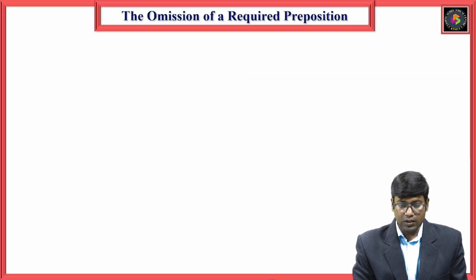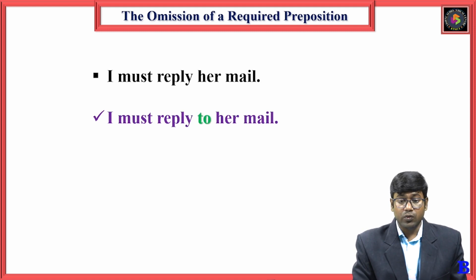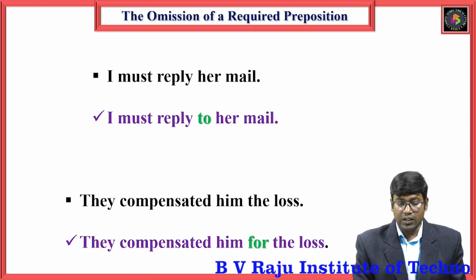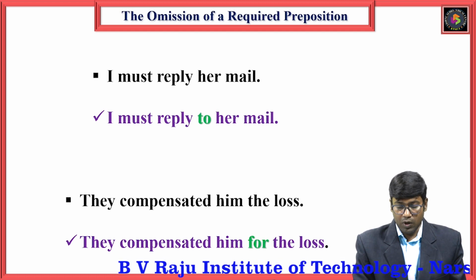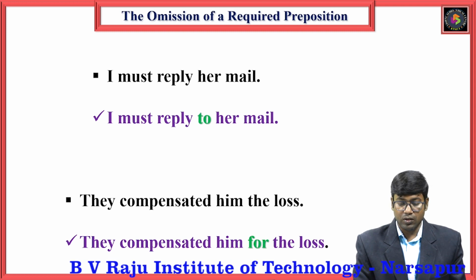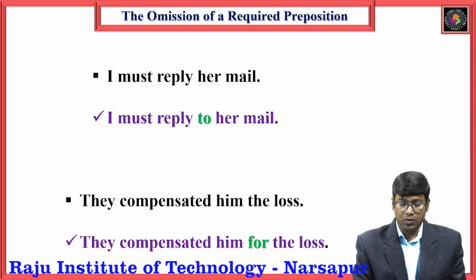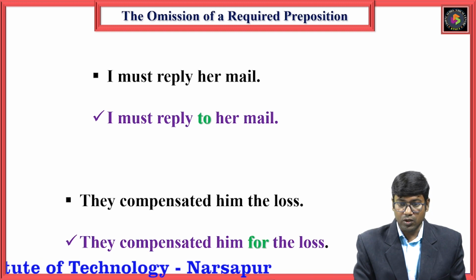So next we'll go to omission of a required preposition. I already discussed the omission, where a preposition is required but is not given. So, I must reply her email. This is one such example. It should be I must reply to her mail. Another example: they compensated him the loss. Here again one preposition is required, that is for. They compensated him for the loss. So this is the second type of common errors students might make.